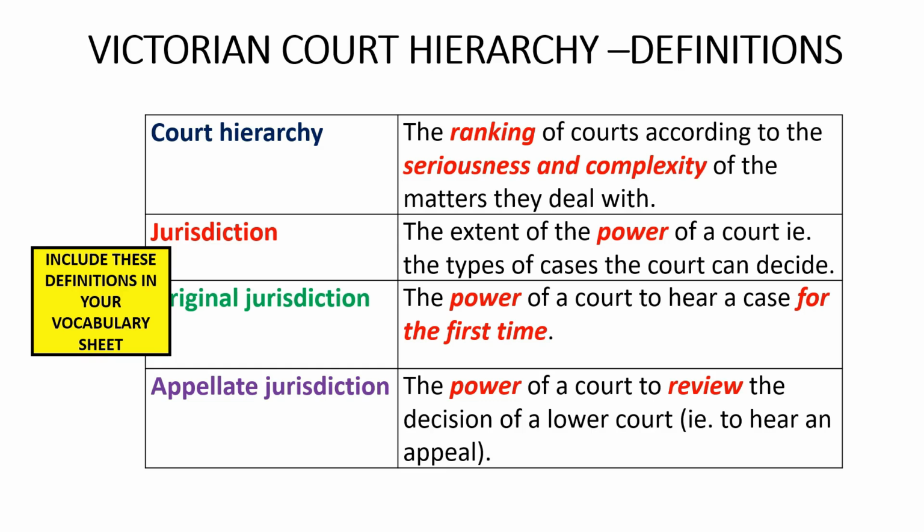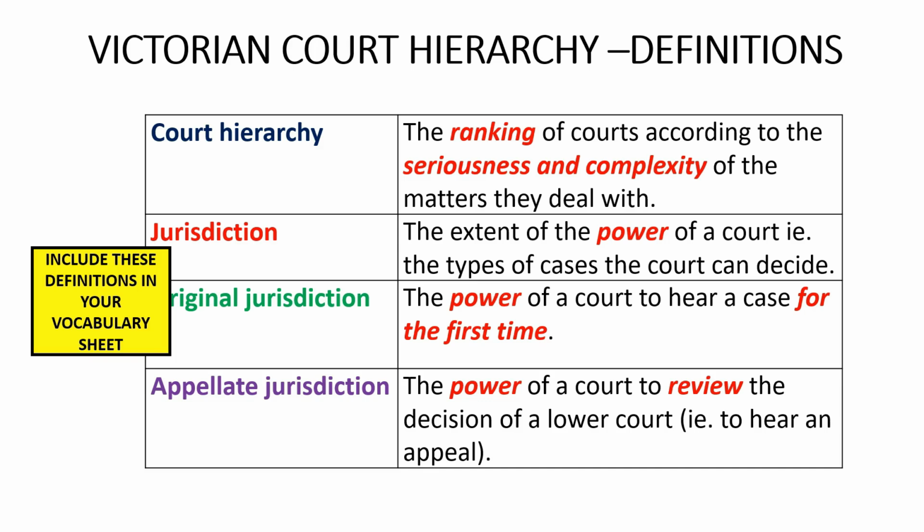The first kind of jurisdiction is original jurisdiction. A court is said to be exercising original jurisdiction when it is the first court to hear that case. That is, original jurisdiction is the power of a court to hear a case for the first time. In your definition of original jurisdiction, please highlight the words power and for the first time, and remember to use those highlighted words whenever you're asked to define original jurisdiction.